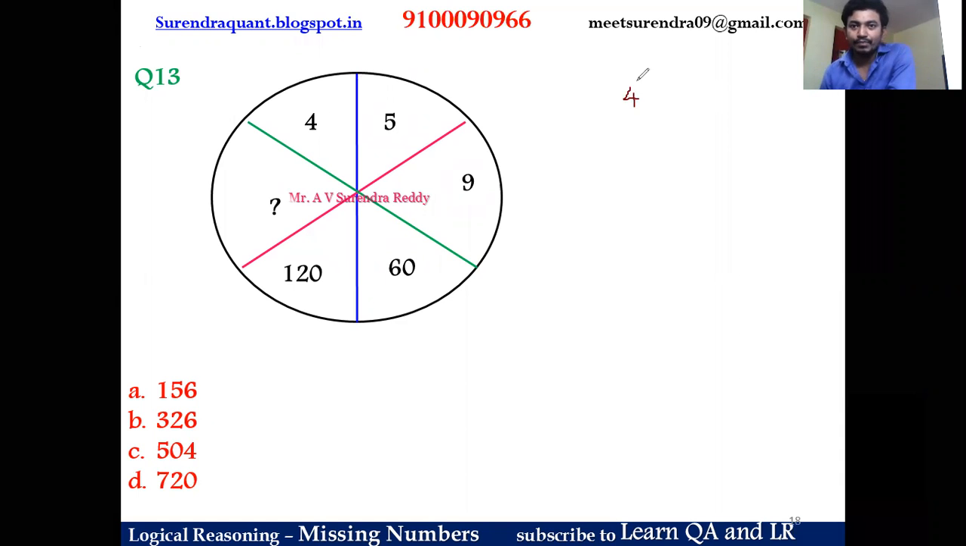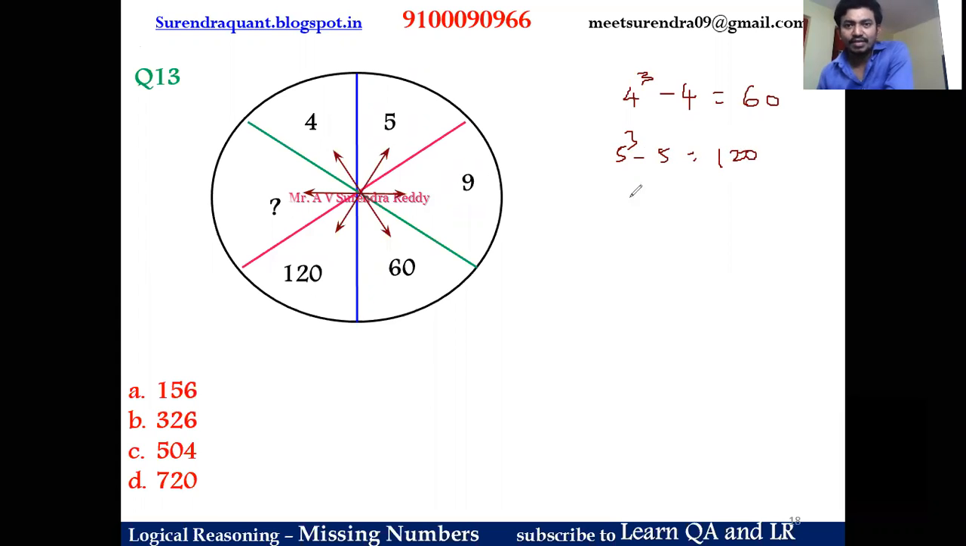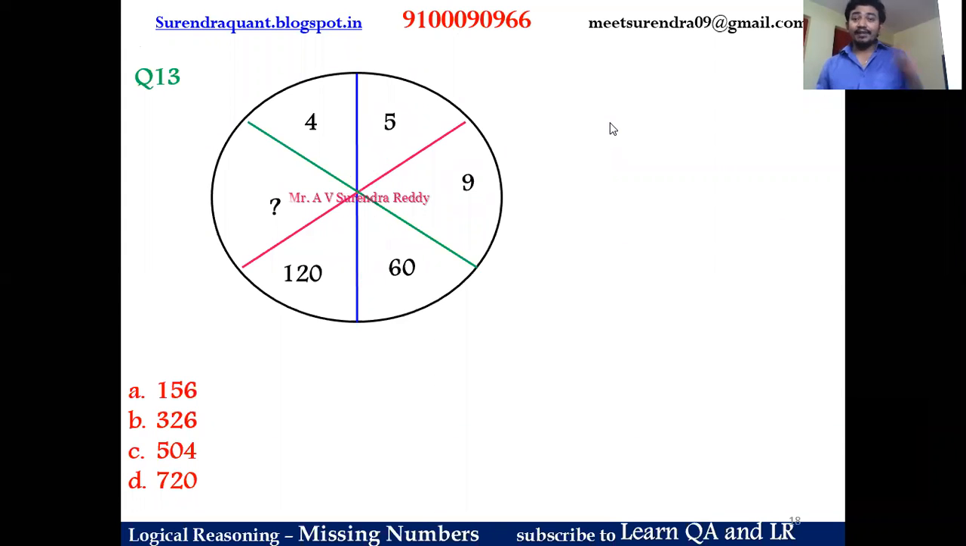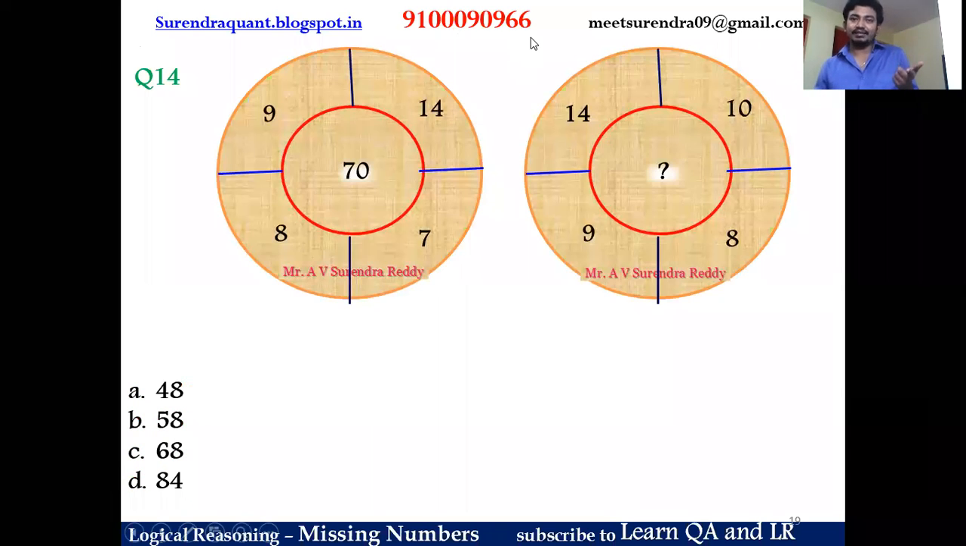If you take 4 cube and subtract 4, 64 minus 4 is 60. So when I think in terms of this block, opposite pair, opposite pair, opposite pair, it will give a fruitful result. So 5 cube is 125, minus 5, 120. So do the same thing: 9 cube minus 9. 9 cube is 729, 729 minus 9 is 720. And that is option D. Right? So see the beauty of the subject, friends. It is very good and it will be helpful for brain improvement, like brain exercise, right?